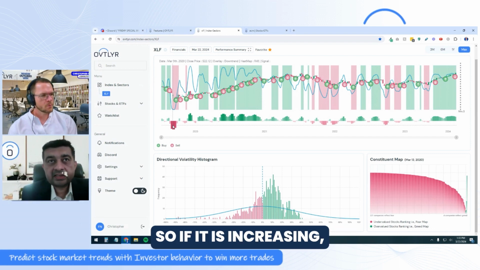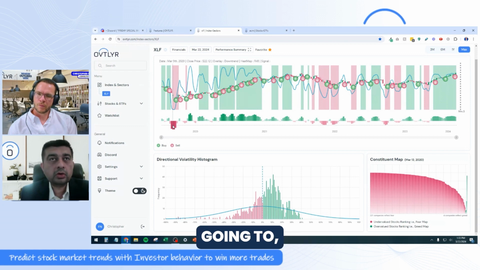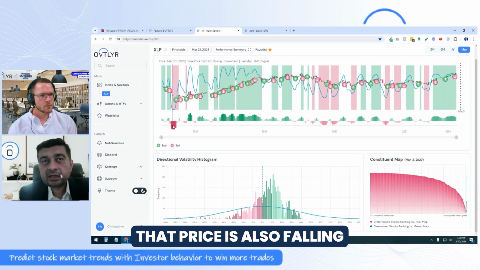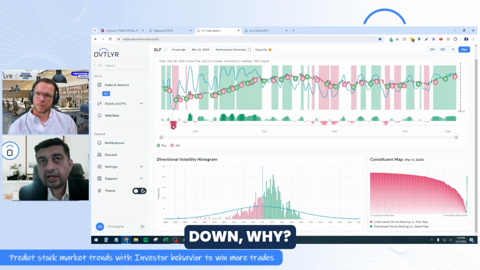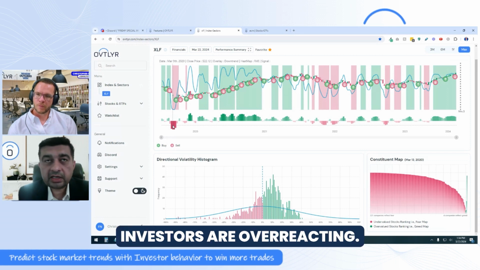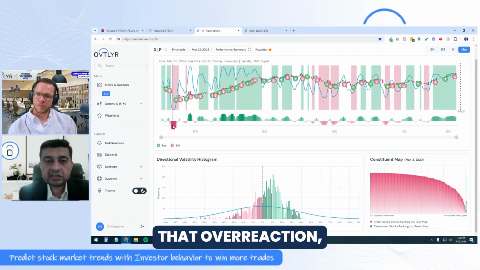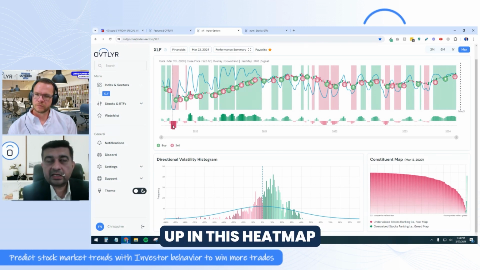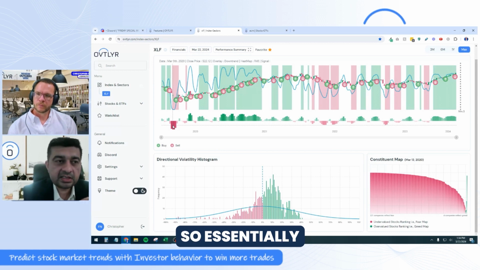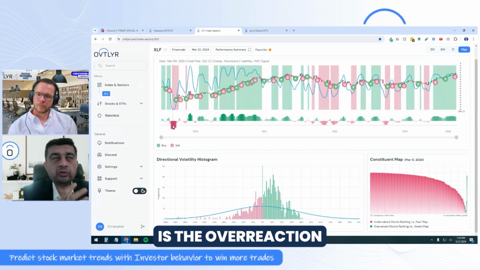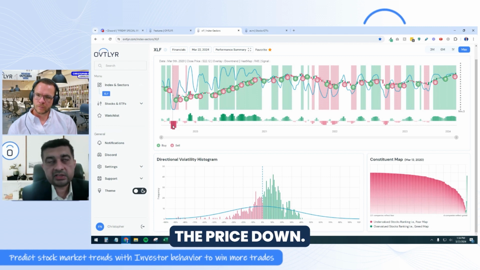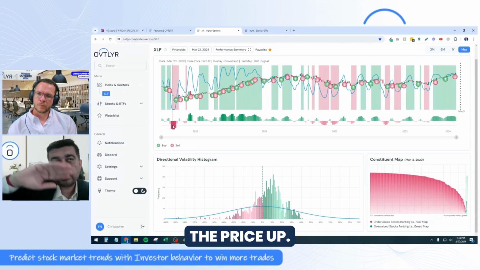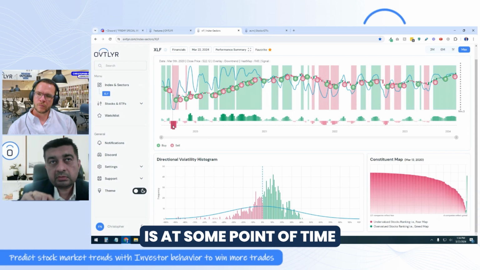So if it is increasing, from R12 going to, let's say, R45, right? You will probably see that price is also falling down. Why? Because right now investors are overreacting, and because of that overreaction, the price is falling. And for ease of use, we are able to show it in this heat map in this way. So essentially, the red heat map is the overreaction of investors pushing the price down, and green heat map is essentially the reaction of the investors which is pushing the price up. The key here is at some point of time they turn around, right?